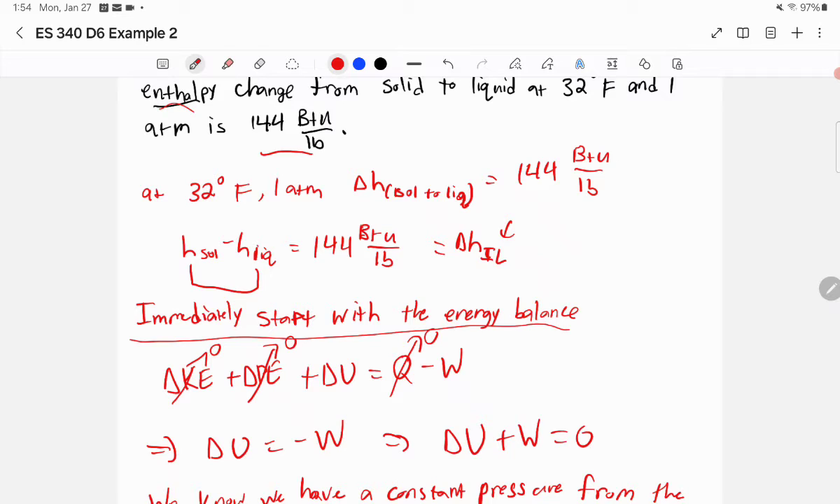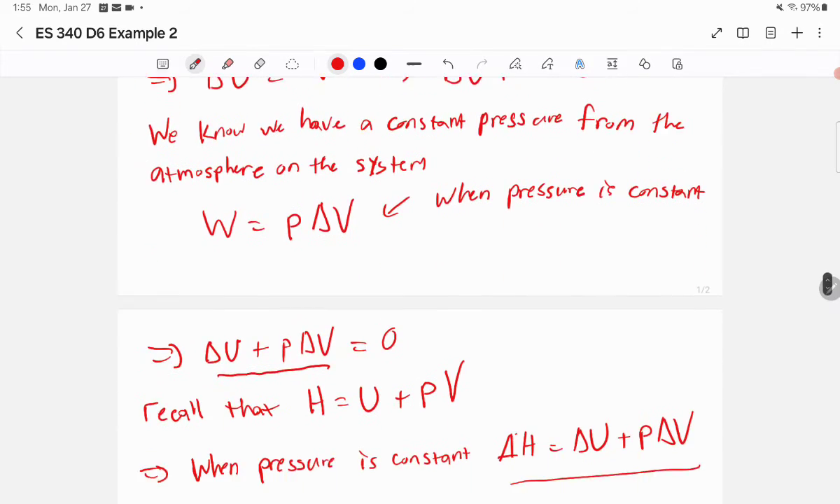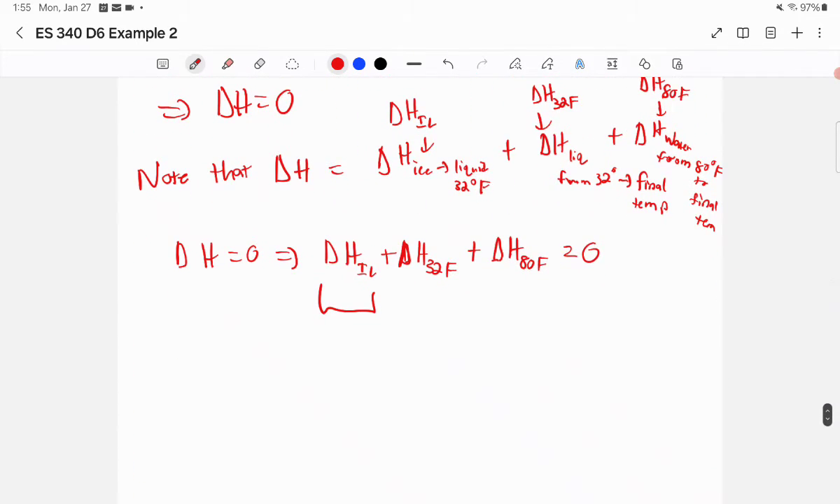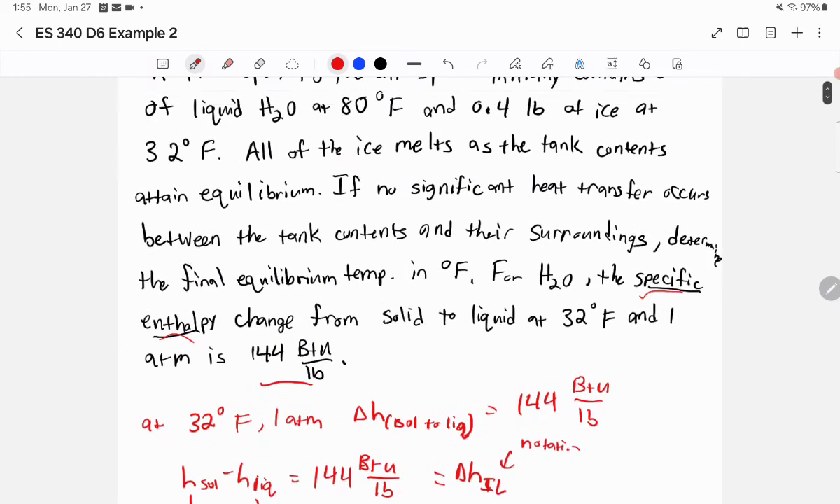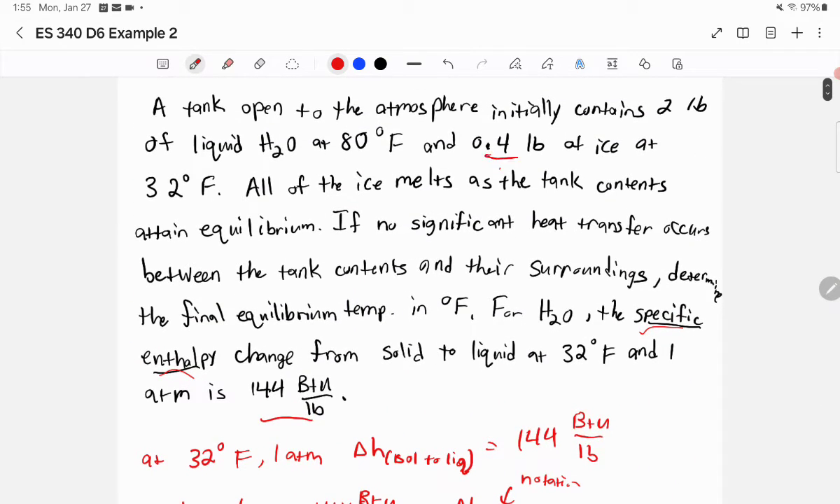That's going to be my notation here, is equal to 144 BTUs per pound. That's the lowercase one. We want uppercase. So delta H_IL must be equal to delta lowercase h_IL times the mass, in this case, of the solid, the ice, which was given to us as 0.4 pounds.